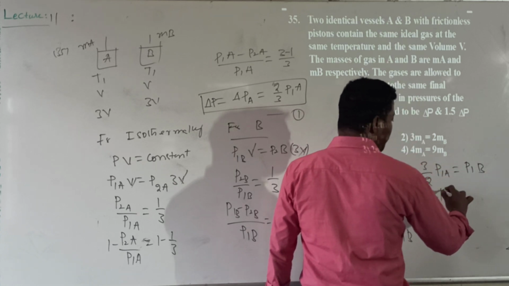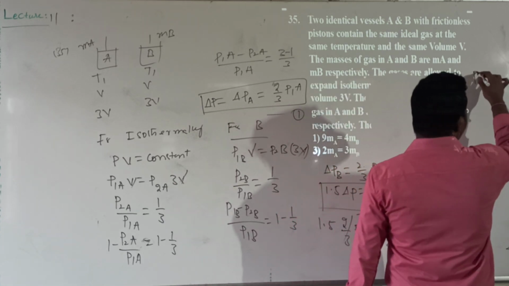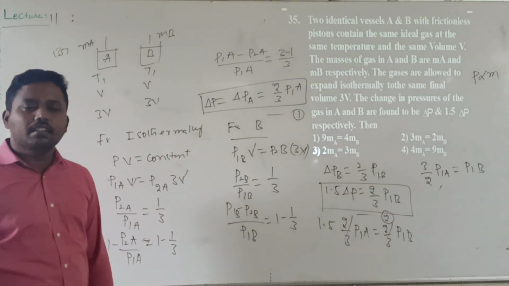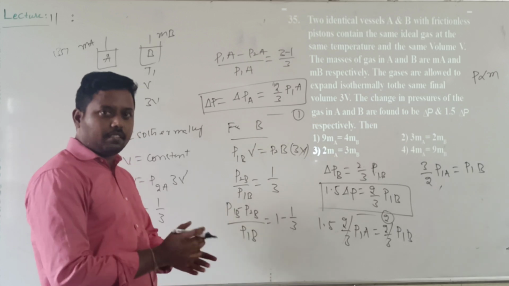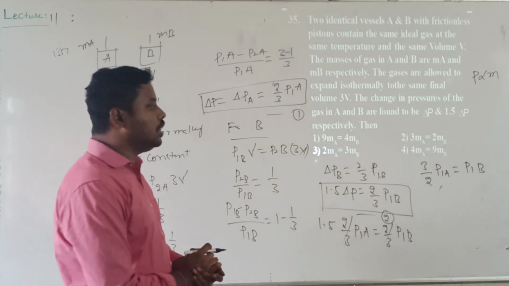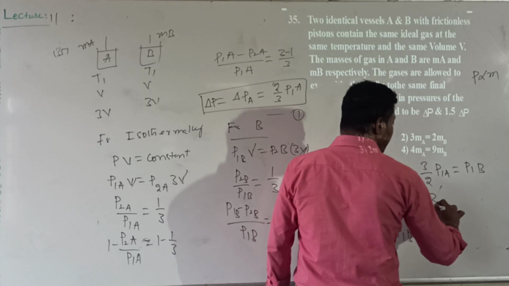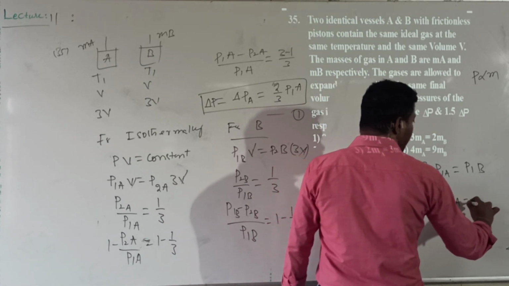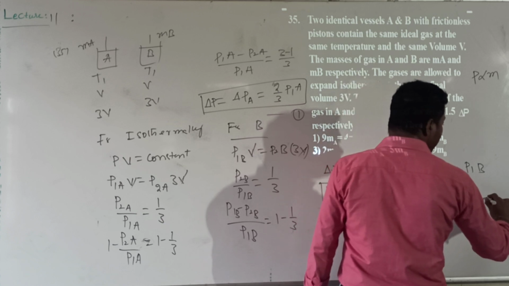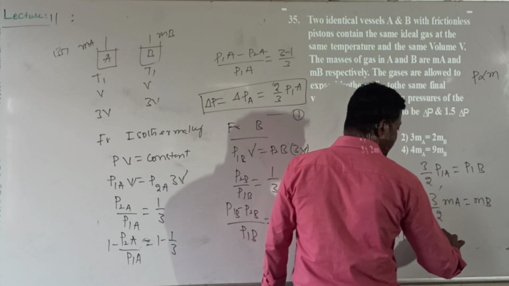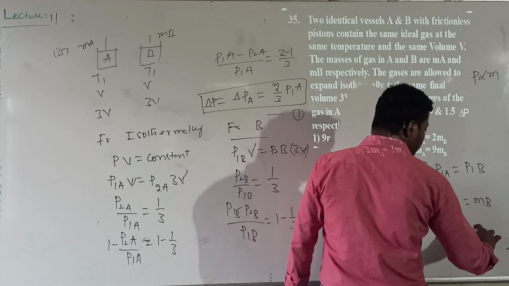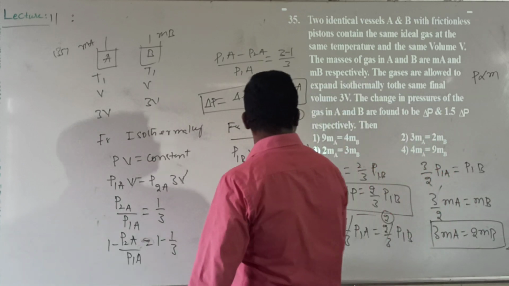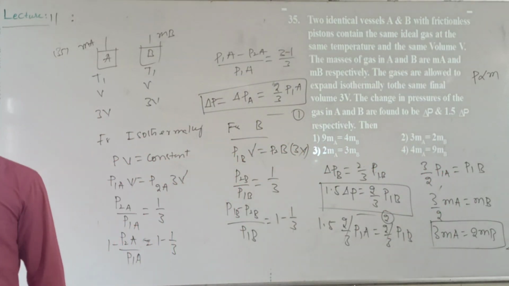Here you will come to know that pressure is directly proportional to mass. Why is pressure directly proportional to mass? You will come to know in the kinetic theory of gases. The pressure of a gas is directly proportional to mass. Then what can I write? 3 by 2 into the mass of A, m_A, will be equal to the mass of B, m_B. Then 3 into m_A is equal to 2 into m_B. This is the final relation between the masses of A and B.